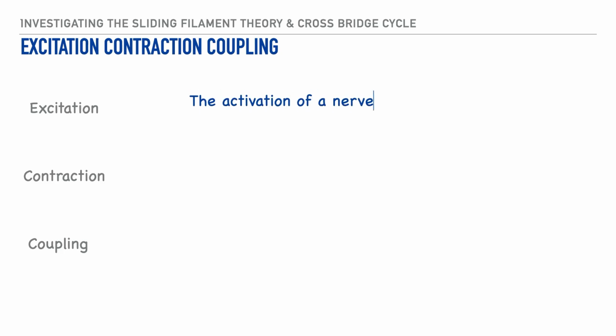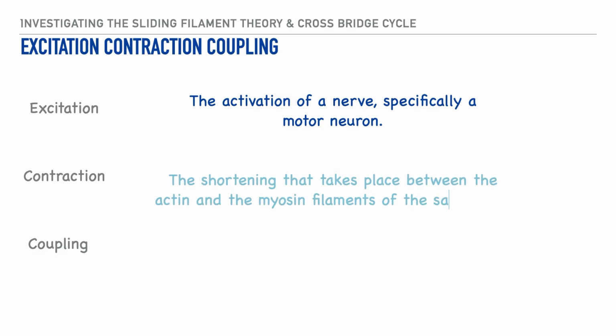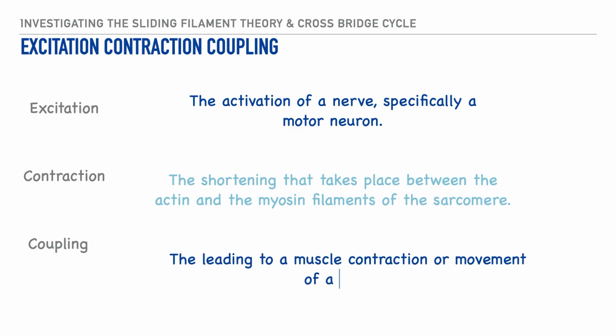So let's jump into some terminology to get us started. Here are those first three terms that I mentioned: excitation, contraction, coupling. The word excitation here refers to the activation of a nerve, specifically a motor neuron. And it's helpful to note that a motor neuron is a nerve that helps to initiate some type of movement for the body. With contraction, we're referring to the shortening that takes place between the actin and myosin filaments of the sarcomere. And with coupling, this is a term that we can use to refer to the end result of this process, which is a muscle contraction or movement of a given muscle.